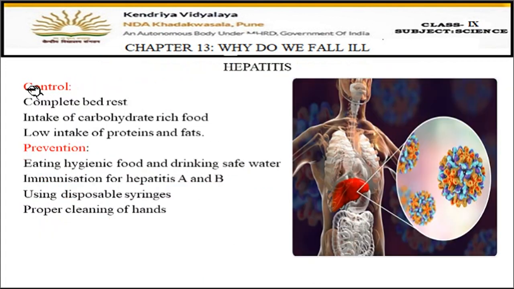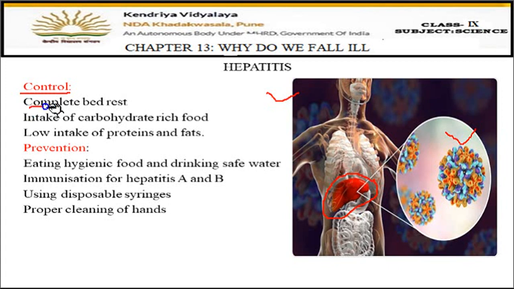Now, let's see how it can be controlled. Okay, so in the diagram also you can see here, a very beautiful diagram. Here you can see this red colored organ is the liver. Okay, and this is the hepatitis virus picture. So this virus infects the liver cells. So that is shown in the diagram only. So how can we control it?